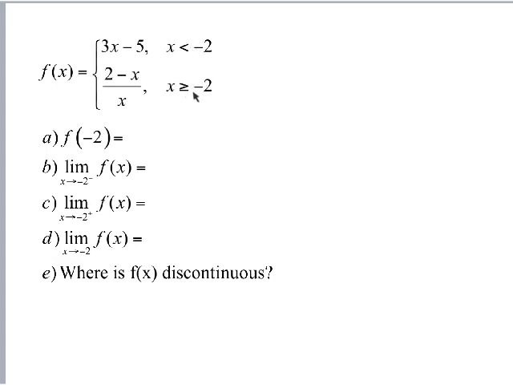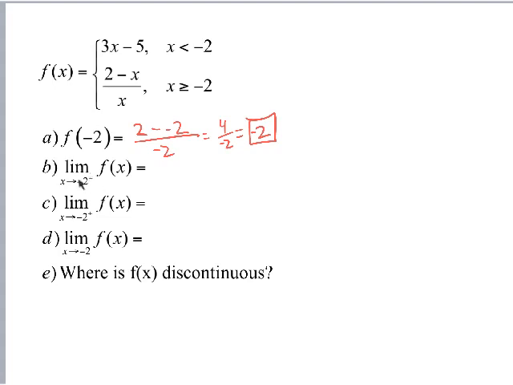That means it's this one, because it's greater than or equal to negative 2. So that means I'm going to plug negative 2 in right to this equation. So that's going to be 2 minus negative 2 over negative 2, which is 4 over negative 2, which is negative 2. So that is the value at negative 2.